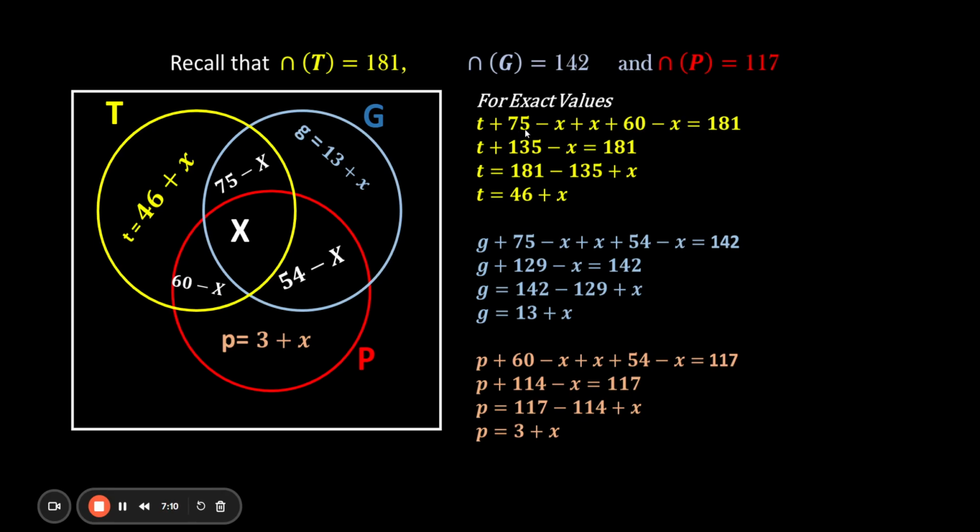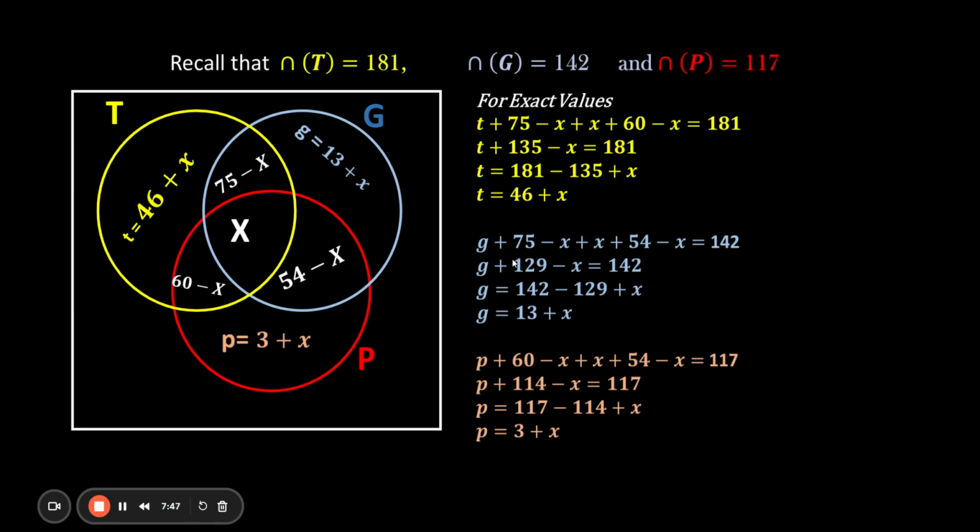Okay, beautiful. Now, 75 plus 60 gives us 135. Now, minus X plus X goes, because minus X plus X is zero. So we have this minus X left, which crosses to the other side of the equation. We have 181 minus 135 gives us 46. Also, X crosses to the other side and becomes plus X. So we have T for Daily Times as 46 plus X. This is the exact number of those that read only Daily Times.